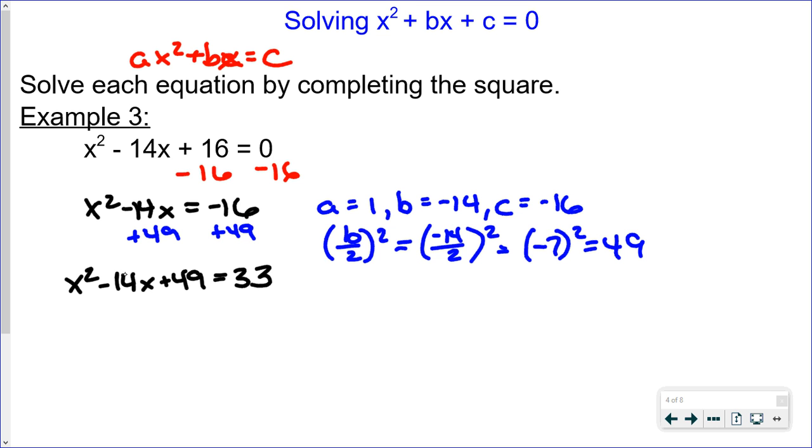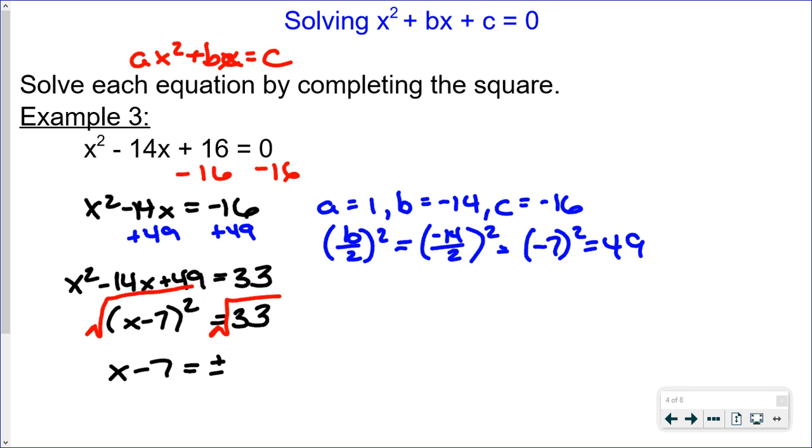Factor the left side. That's going to factor to x minus 7 times x minus 7. Negative 7 plus negative 7 is negative 14. Negative 7 times negative 7 is positive 49. Now we're going to take the square root of both sides. So I have x minus 7 equals positive or negative square root of 33. It's going to come out to a long decimal number.